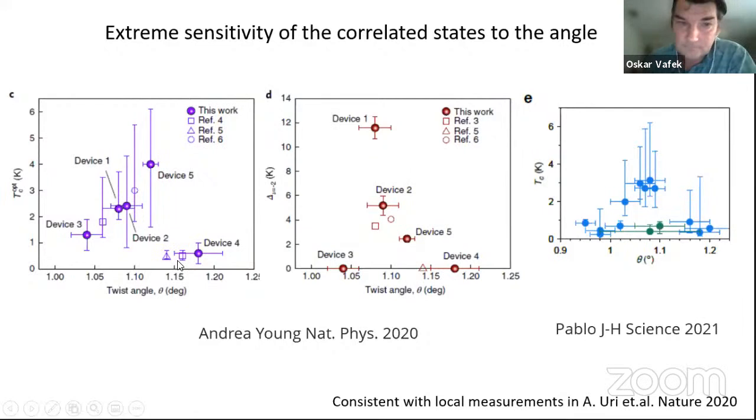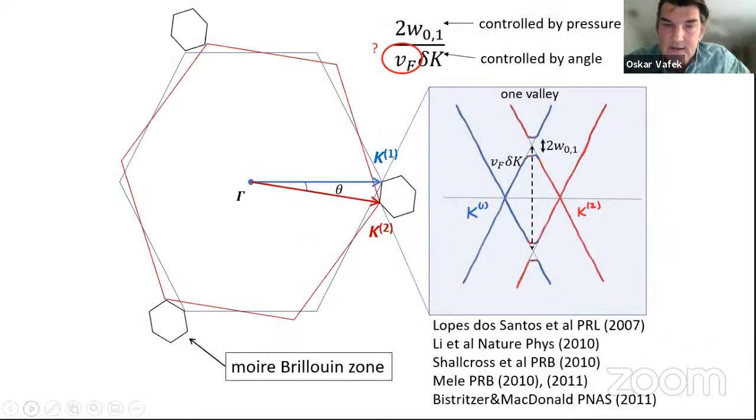And also this middle plot shows the activation gap of the mu equal to minus two correlated insulator state as a function of the twist angle. And again, you see that there is an extreme sensitivity to that angle. So the activation gap drops very quickly as you move away from the magic angle. Now, this made us revisit the question of the Fermi velocity renormalization. Why is this? Well, as I mentioned, the important ratio that sets whether the band is narrow is the interlayer level repulsion in the numerator to the energy associated with this level crossing, which in addition to the angle dependence also has Fermi velocity dependence.